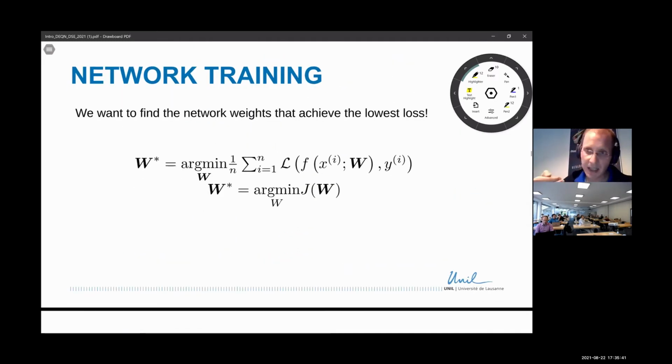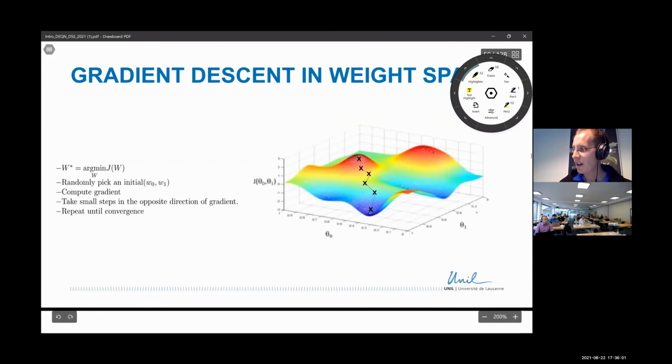Okay, now the training. As I said, we have a lot of parameters in a network. How can we find them? We find them by writing down the loss function and then looking for the argmin of that. This is done with some variant of gradient descent. How does this work? I'm just giving you the intuition. Say you have two parameters, just for simplicity, and the z-axis would be the loss function.